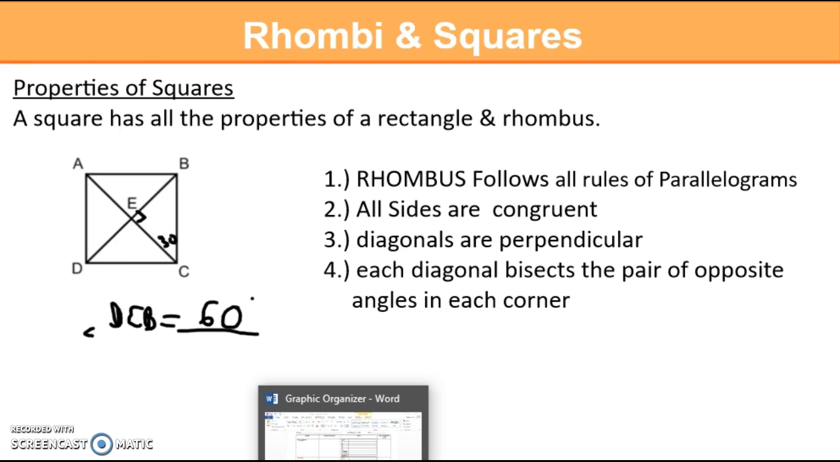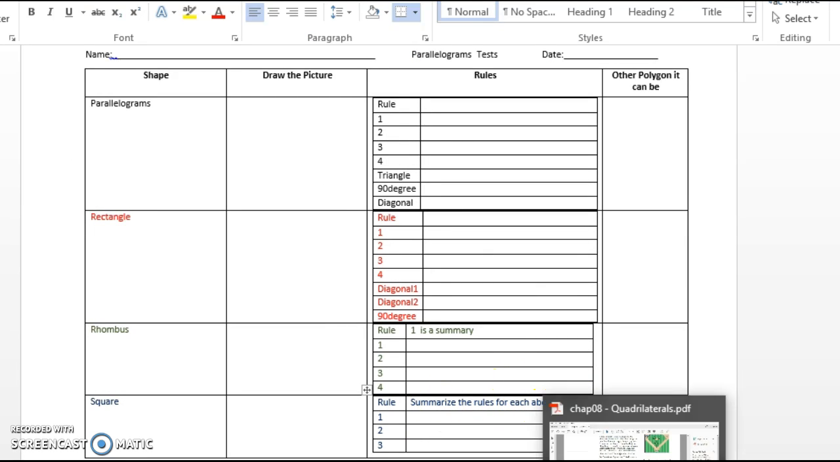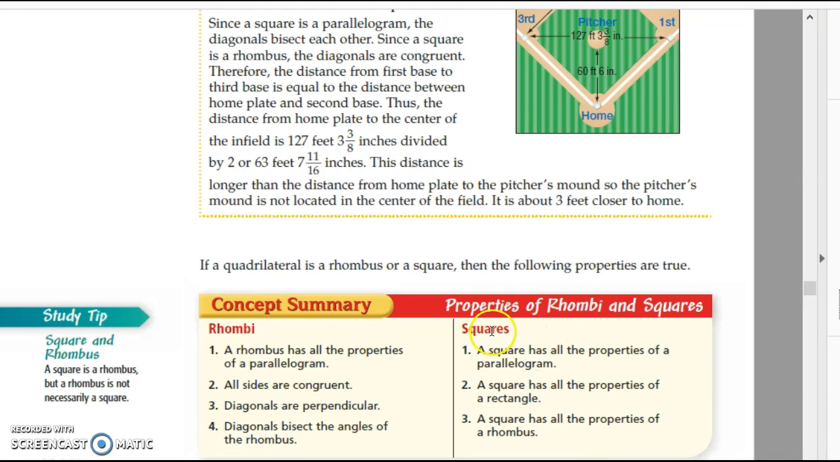And then the last one is square. It says summarize the rules of each shape above. Is it really that simple? Well, let's take a look. Properties of rhombus and squares. The square's rules: a square has all the properties of a parallelogram. A square has all the properties of a rectangle. A square has all the properties of a rhombus.